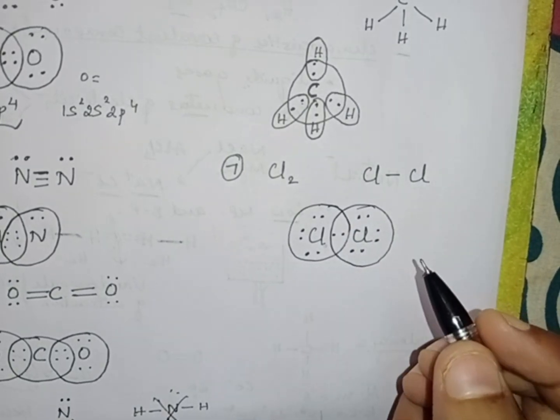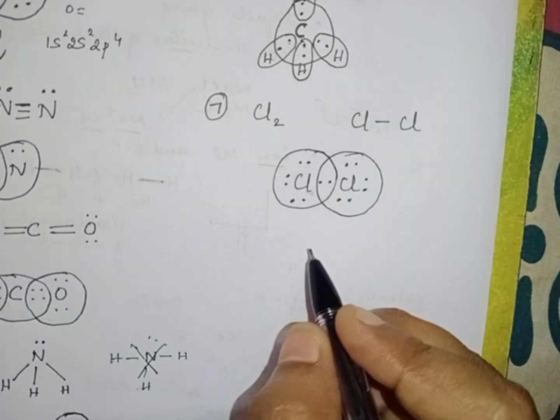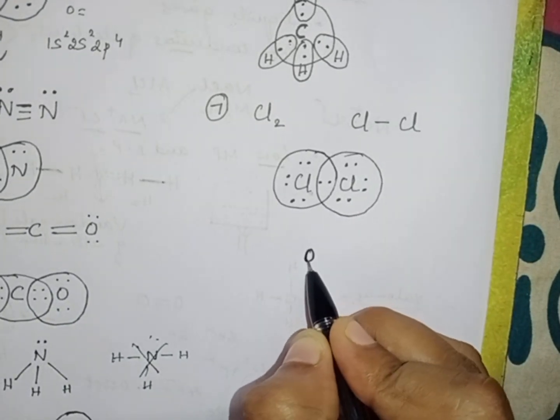And I'll give you the shortcuts. Listen here. Around oxygen, how many lone pairs?